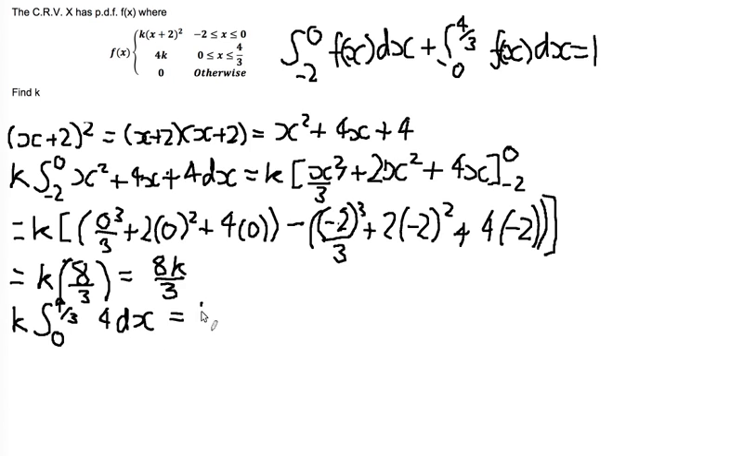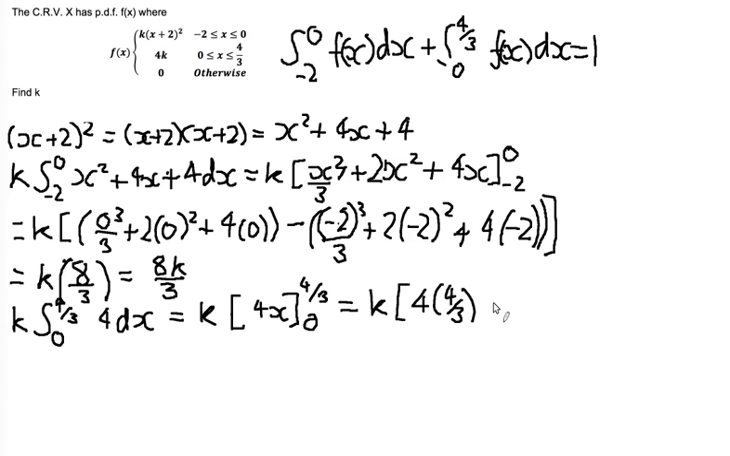So when I integrate this, nice and straightforward actually, this one. 4 integrates to 4x. So this is integrated over the range 0 and 4/3. And so k outside, we are going to get 4 lots of 4/3 minus 4 lots of 0. No need for the brackets here because I've just got the one term. I can just evaluate those one terms as they are.